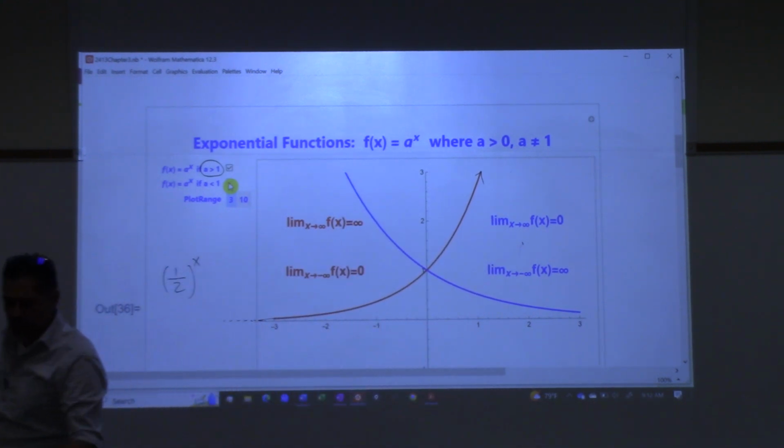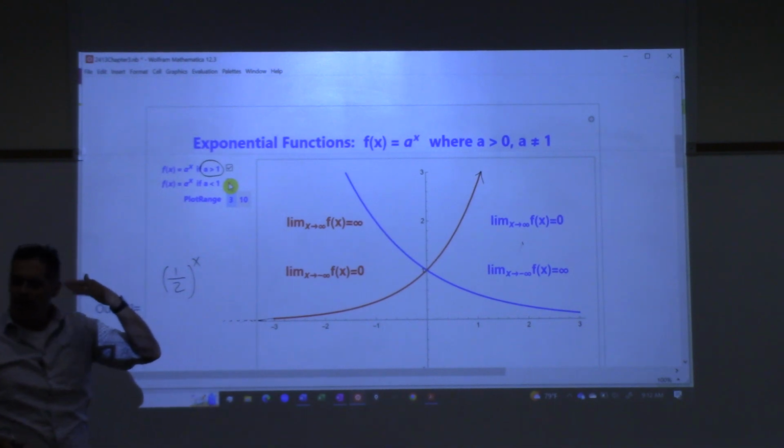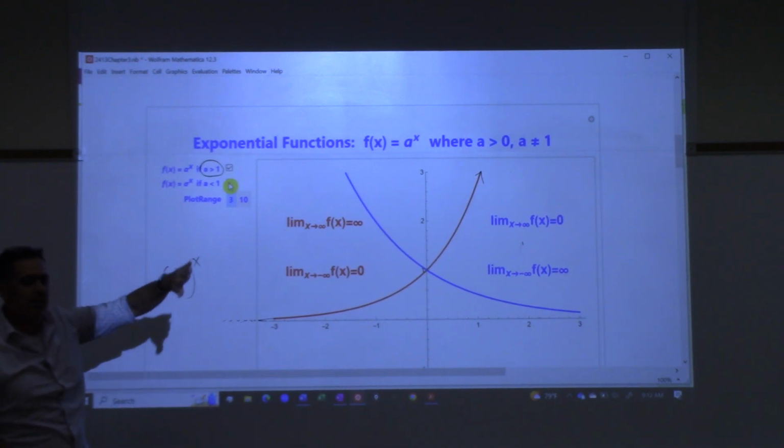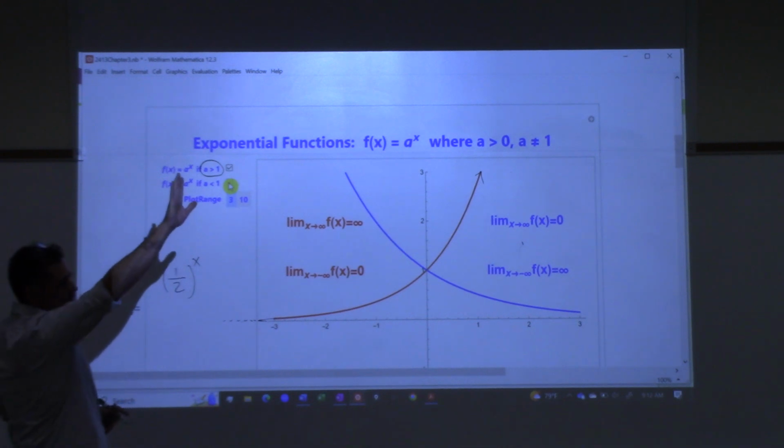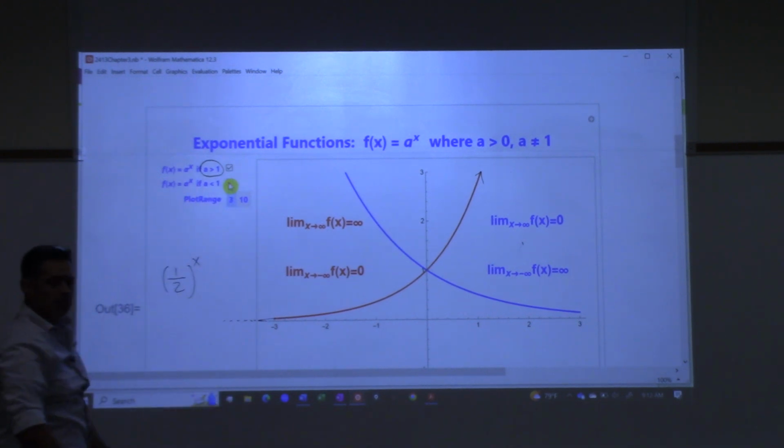We need to understand that. Like, we need to be okay with that. If it comes up later on, it says, hey, what is this function doing as you go to infinity? You should be able to imagine what the picture looks like and see it behaving, going either up to the right, down to the left, or the other way around. We good? Okay.